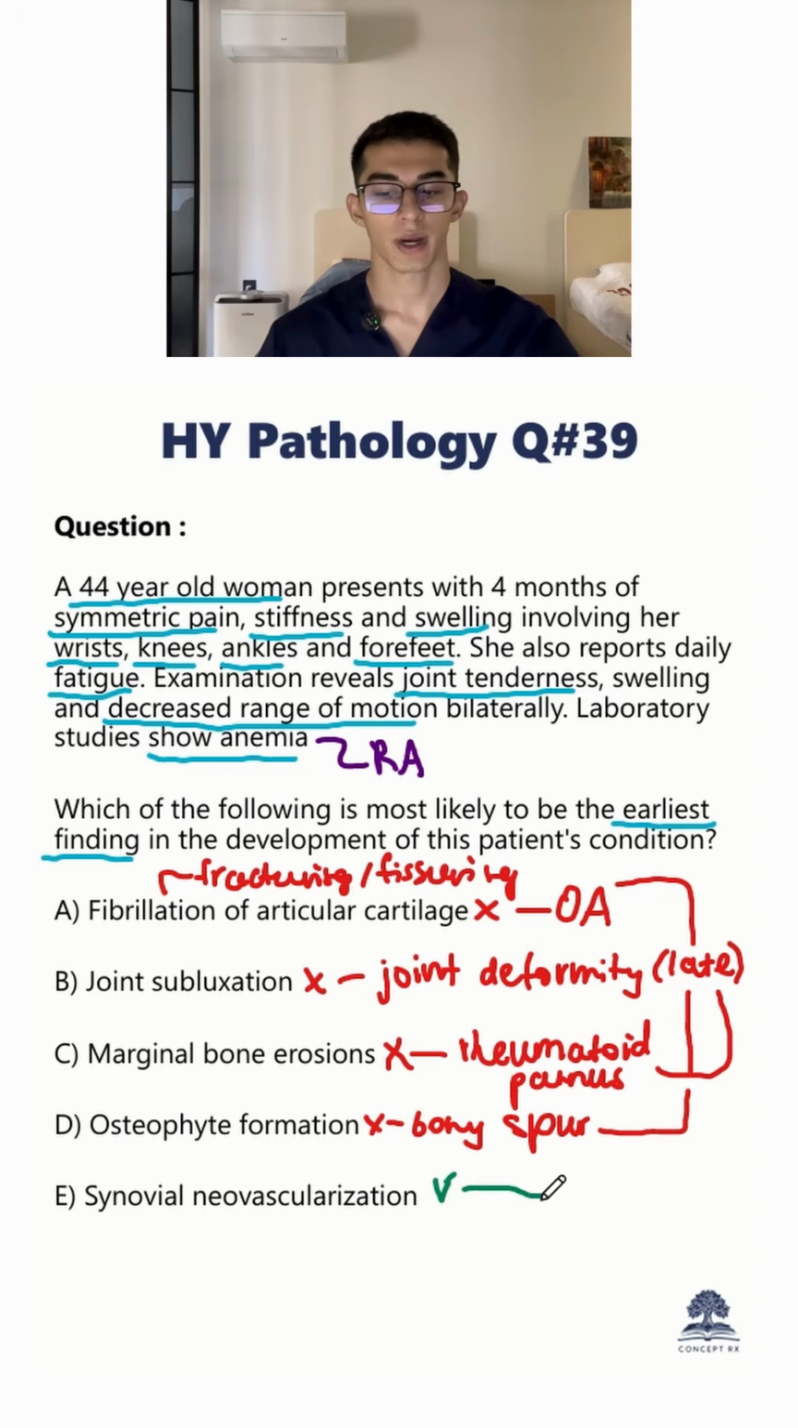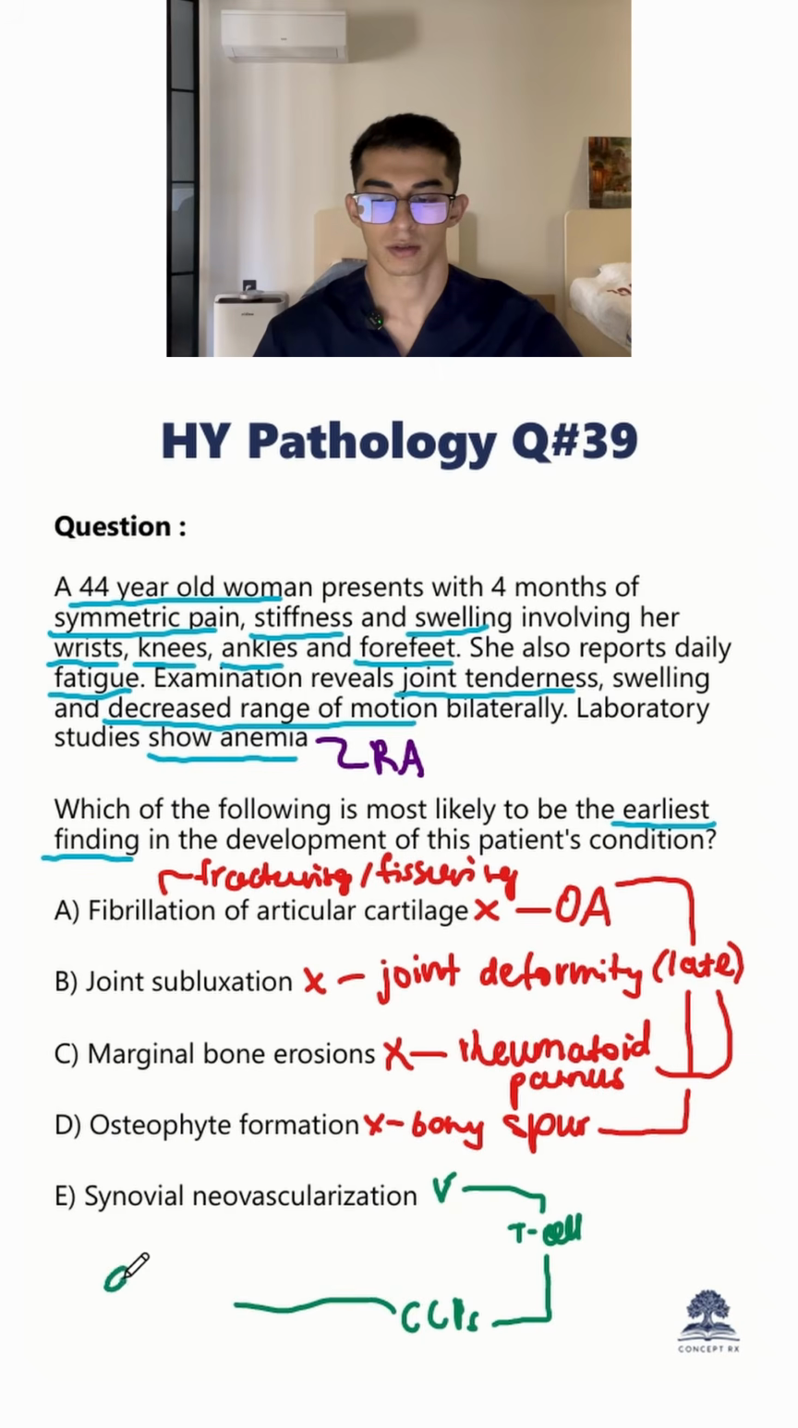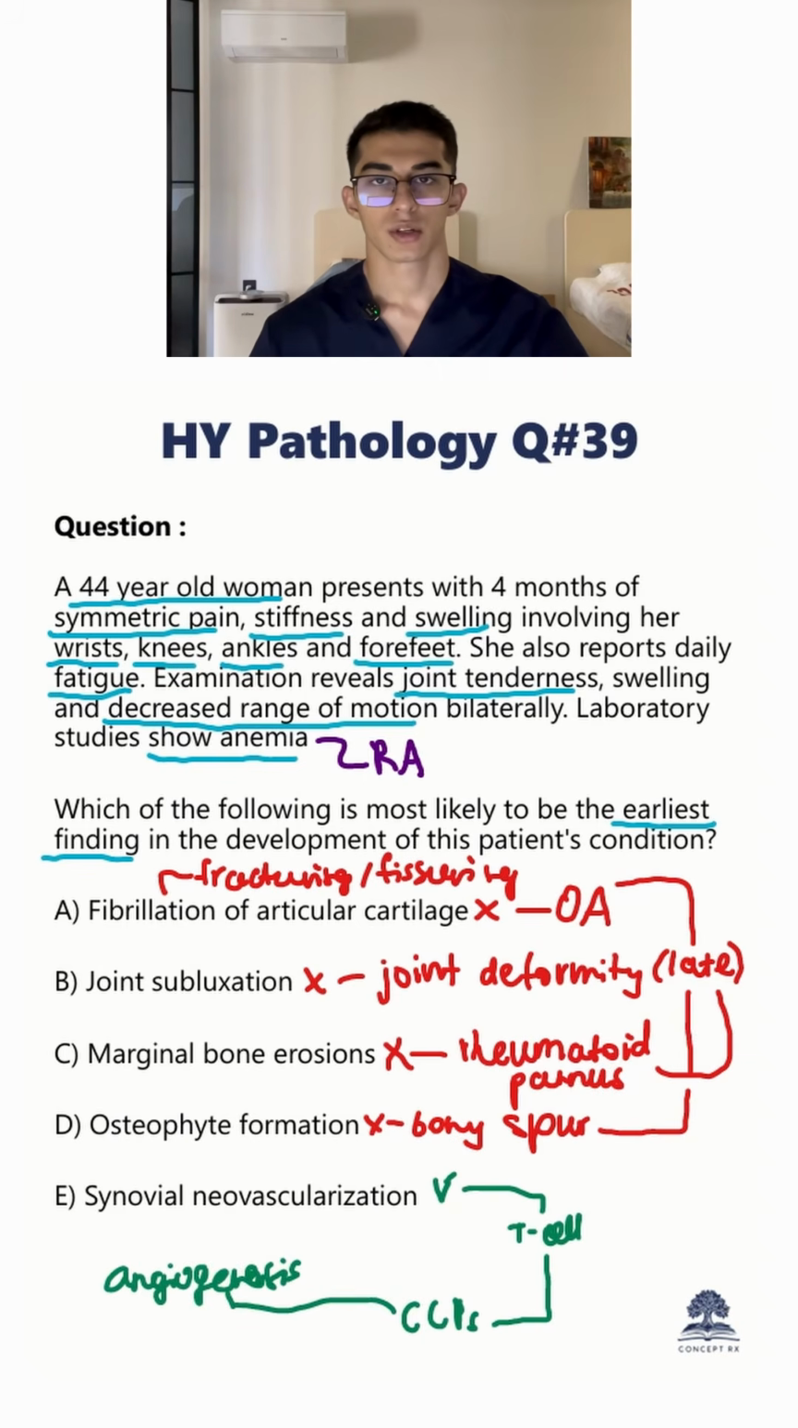And so you need to know that the pathogenesis of rheumatoid arthritis primarily involves T-cell response against multiple rheumatoid antigens, most important ones being cyclic citrullinated peptides. And of course, the activated T-cells will release lots of cytokines, promote inflammatory and hypoxic conditions, which will then promote synovial angiogenesis to keep up with the metabolic rate of the newly created environment. And that's it for this question.